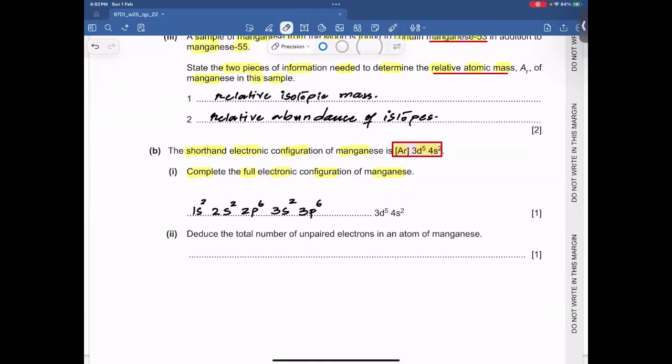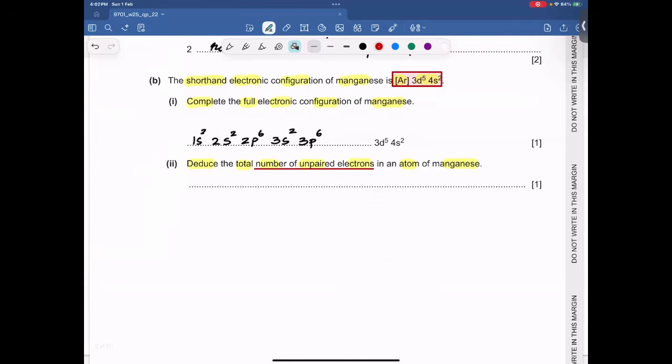Now the next part is deduce the total number of unpaired electrons in an atom of manganese. In order to determine the total number of unpaired electrons, we need to write the shorthand electronic configuration in terms of a spin format. So let me write down the spin configuration of manganese. Manganese has an atomic number of 25. Instead of 18 electrons, I'm writing argon. Now D subshell has 5 d orbitals, so we need to make 5 boxes.